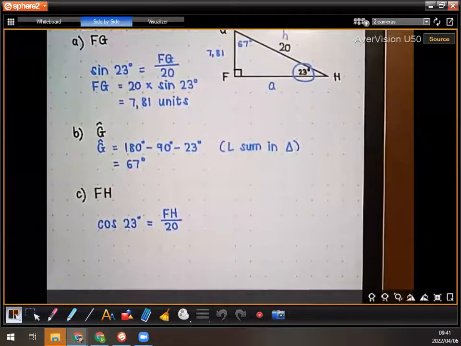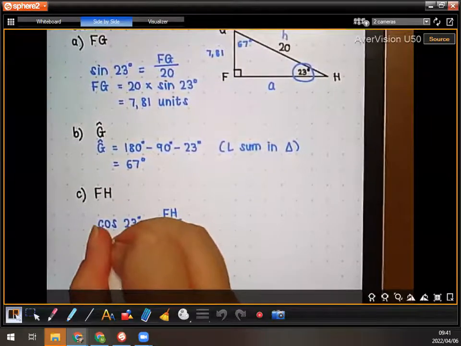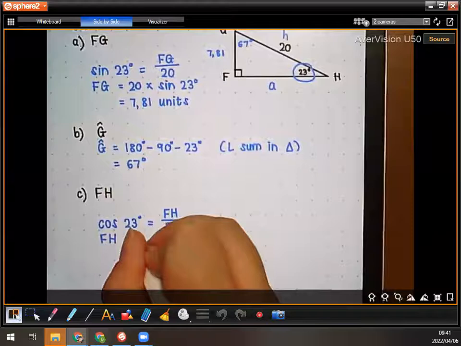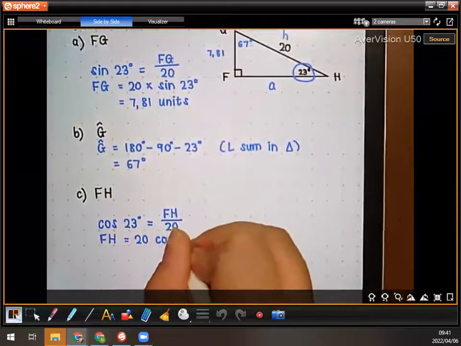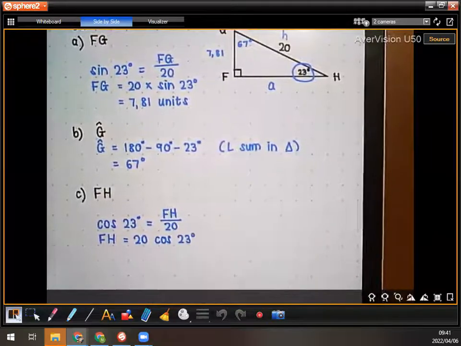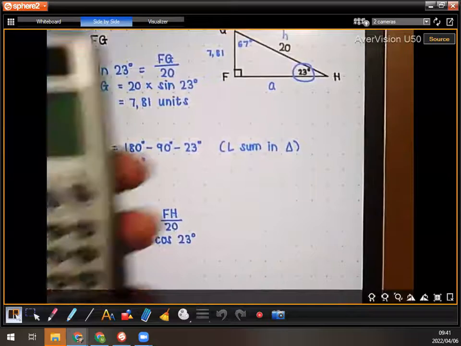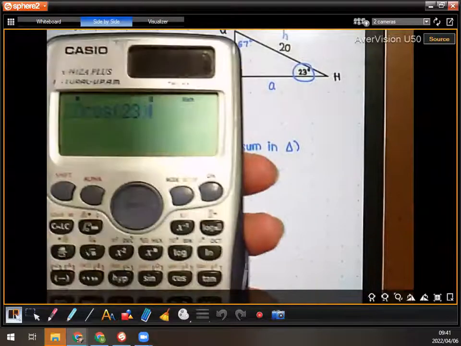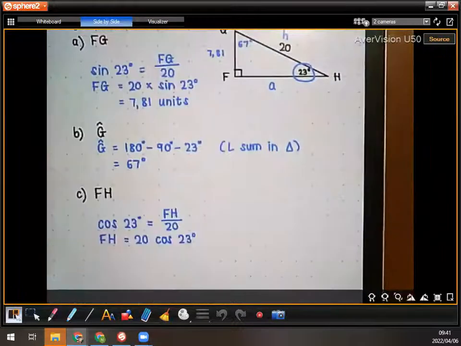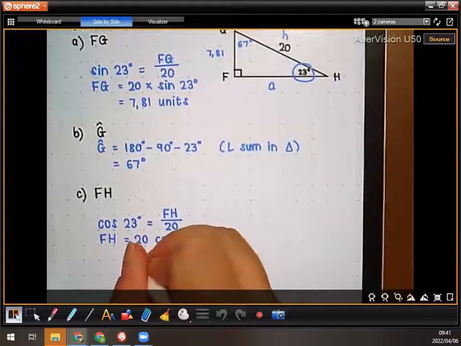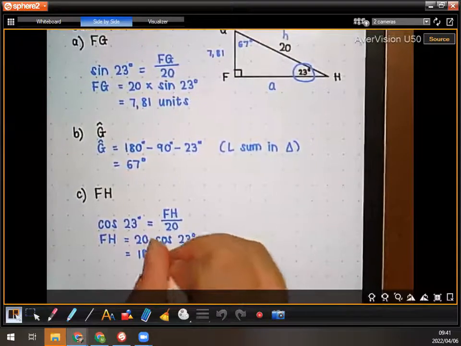And again, I'm going to say that's one way of doing it. All right, we're going to talk about some other options now. So if we want to get FH on its own again, I need to multiply the cos 23 by 20, type that into the calculator and solve. So FH is equal to 20 cos 23, or you can put that times symbol there if you want. 20 cos 23 is equal to 18,41 units.